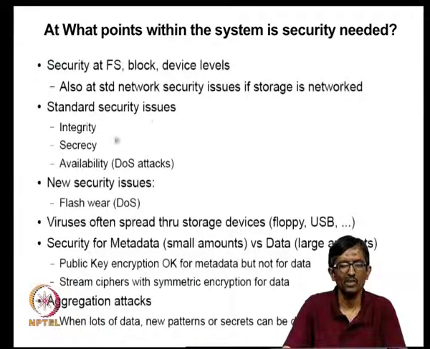Typical security issues are integrity, secrecy, and availability. Integrity means nobody should be able to modify something. Secrecy means somebody should not be able to see it if it's not appropriate for anybody other than authorized parties to see it. Availability is figuring out a way in which, in spite of people trying to prevent you from accessing information, you are still able to survive. DOS attacks. Now there are other interesting issues coming up with new devices.